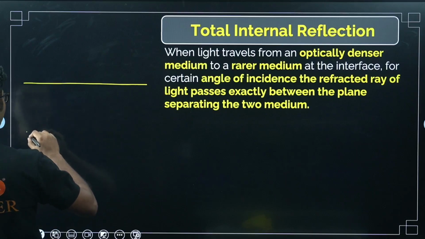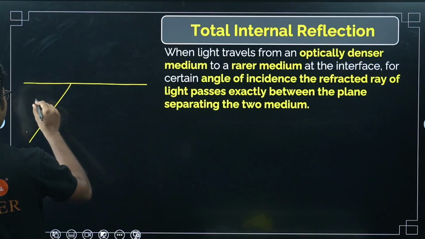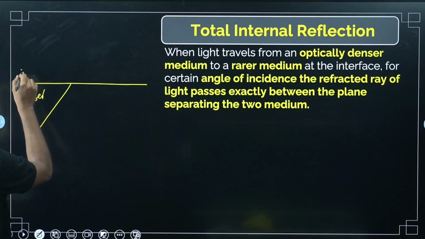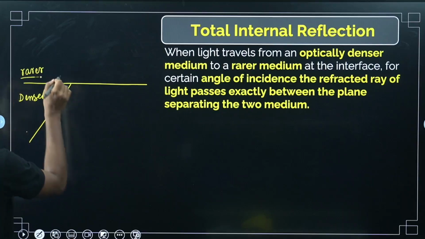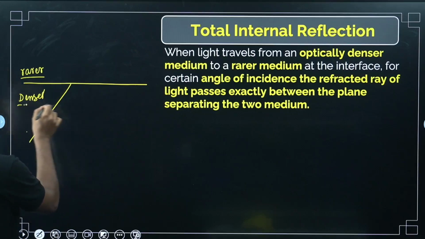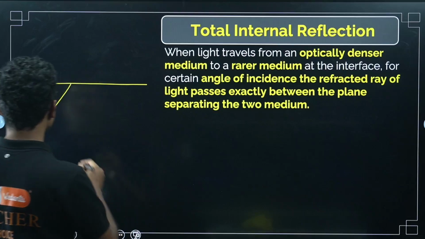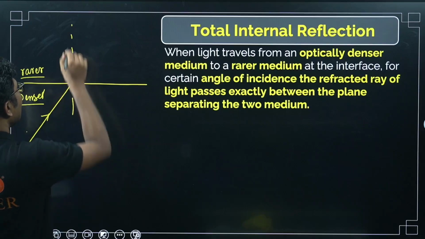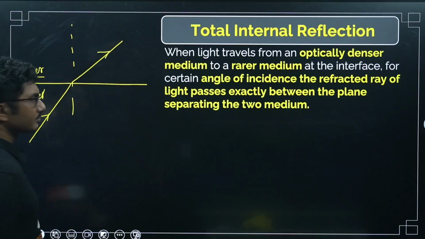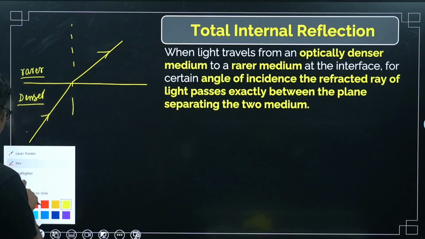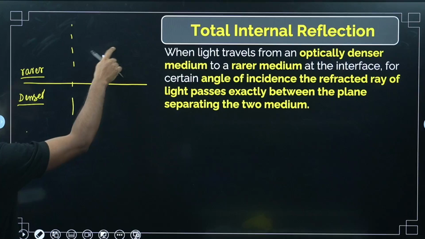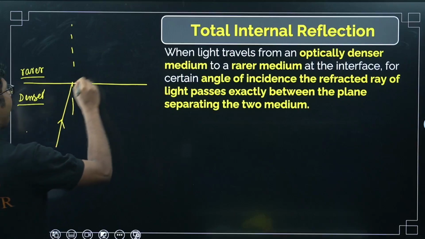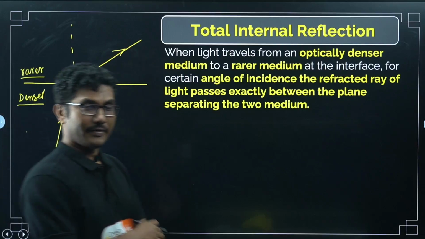So light is traveling from a denser medium to a rarer medium. This is the denser medium. Denser means optically denser, rarer means optically rarer, okay. Now light is traveling from denser medium to rarer medium. What happens? Light bends away from the normal, right. Normally that's what we have learned, because of the refractive index, light travels away from the normal, right.